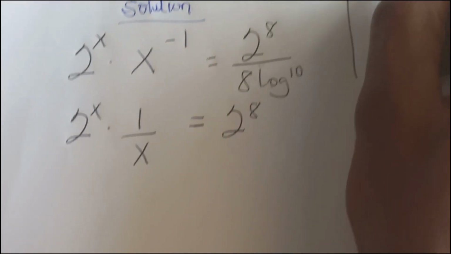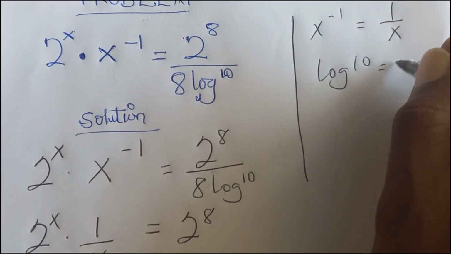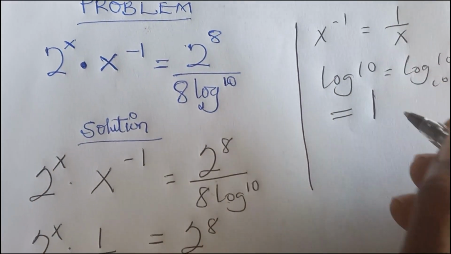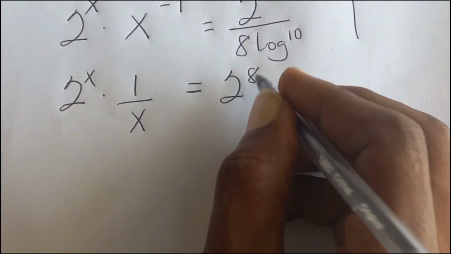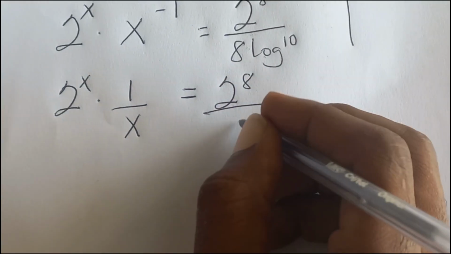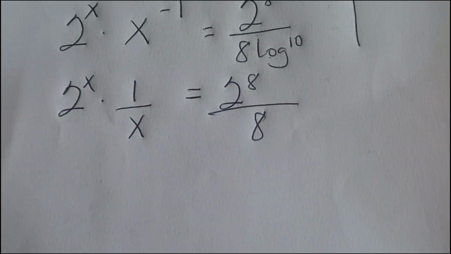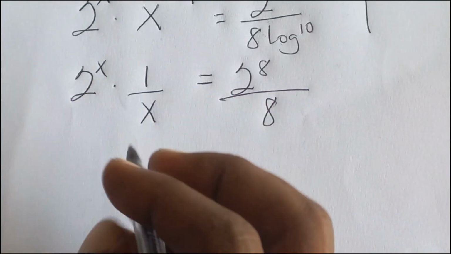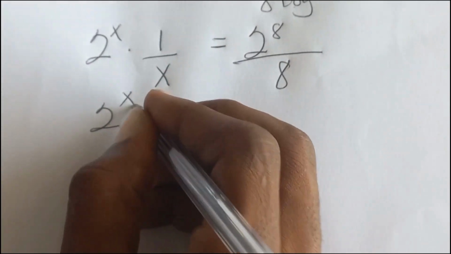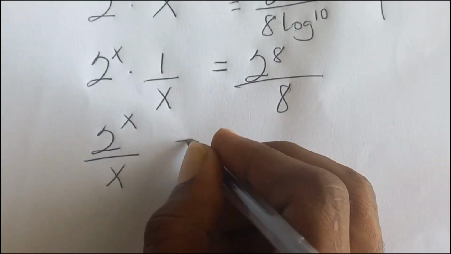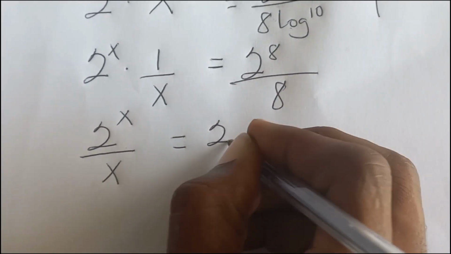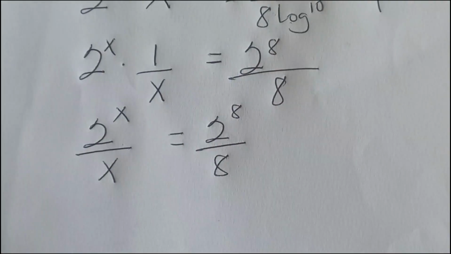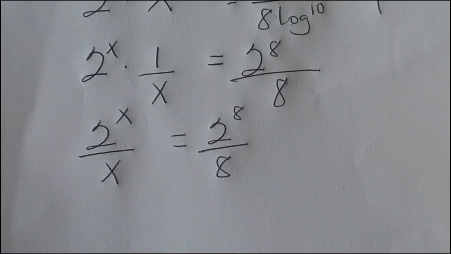Now, log 10 is the same as log 10 base 10, which is equal to 1. So you can say 2^8 on 8, okay? So now we can say that this one is 2^x on x, which is equal to 2^8 on 8.